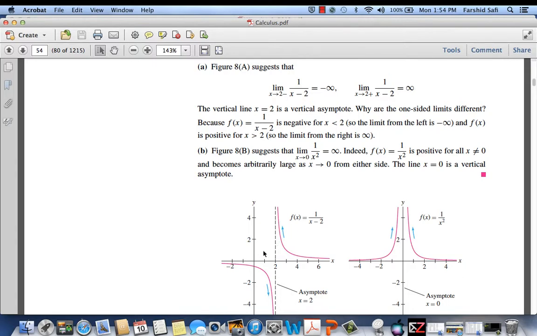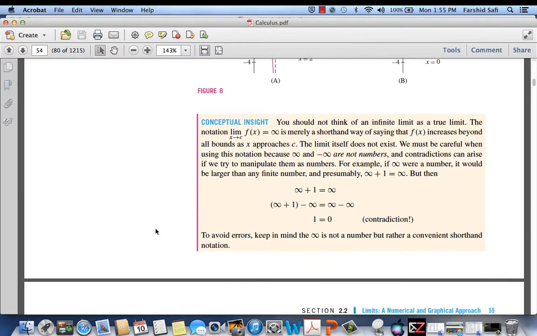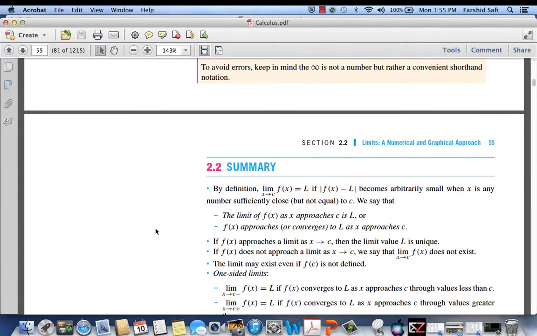Now, the two-sided limit, if we were to examine what is the limit as x approaches 2 from both sides, one side goes towards positive infinity, the other side goes towards negative infinity, so we would say that the two-sided limit as x approaches 2 does not exist. So that's just another example that we can take a look at. Your book goes into more detail about that.